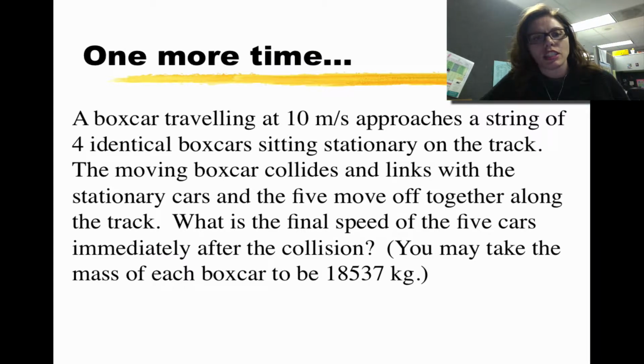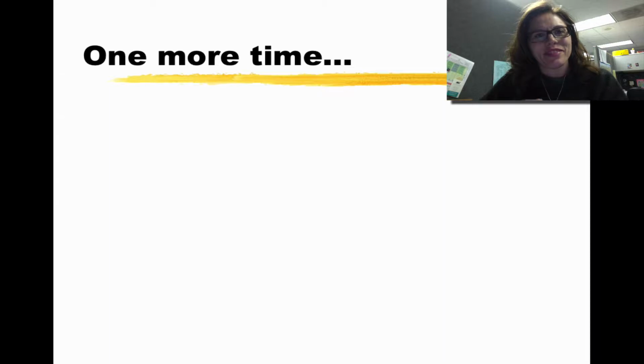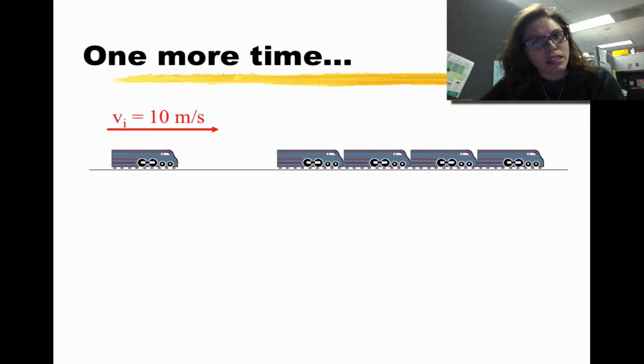Immediately after the collision, you may take the mass of each car to be 18,537 kilograms. Okay, let's go. So, it's always good to draw a picture. If you're not in the habit, which I can't imagine, it's good to get into the habit of drawing pictures.